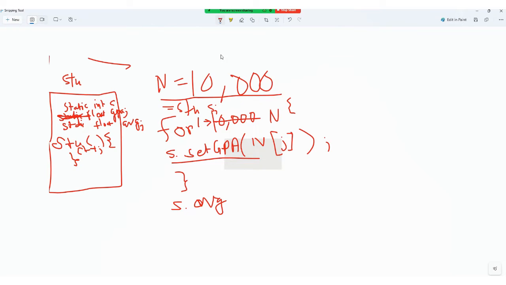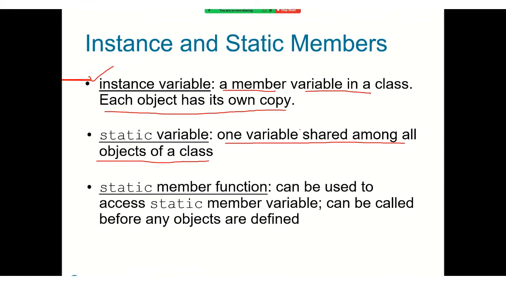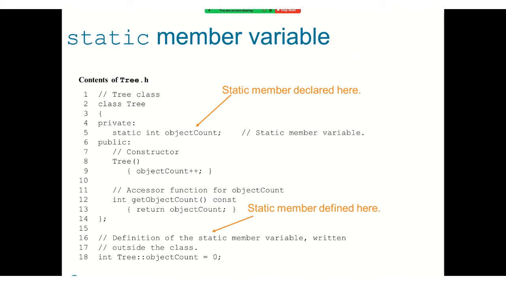So that's one of the simple usages of that. Similarly, you can have static member functions that you can use to access the static member variable. It can be called before any objects are defined. For example, this is the simple static member function. We already talked about it, so I'm just reiterating this. You have this static member function, and then you have the static member you can define outside the class. You should not define it inside the class.